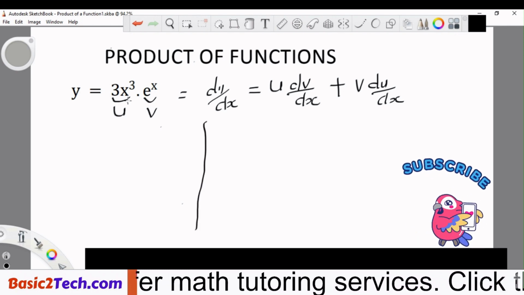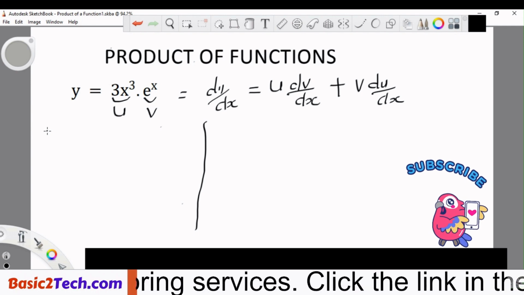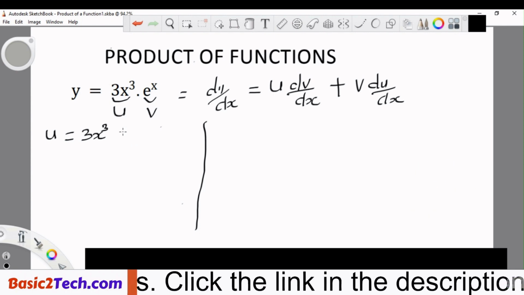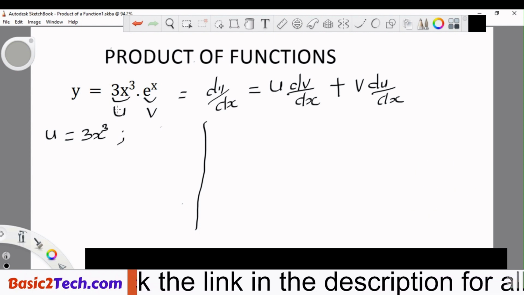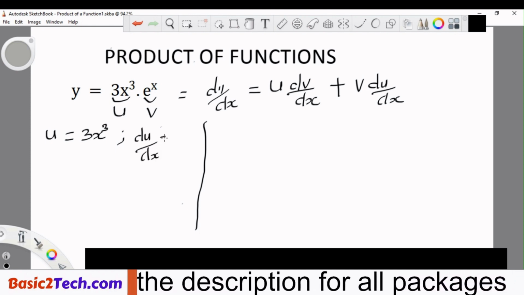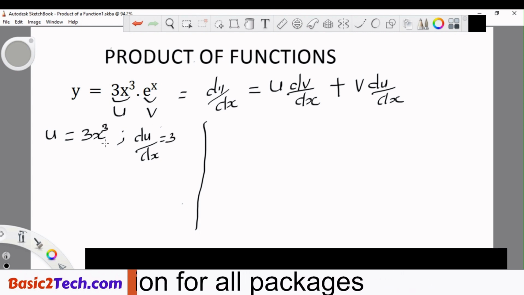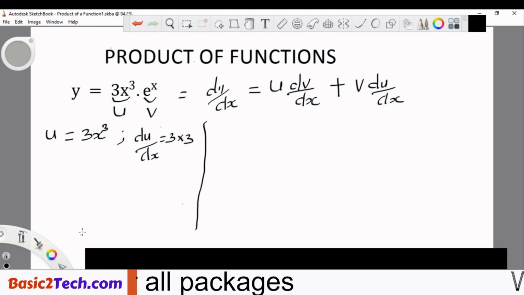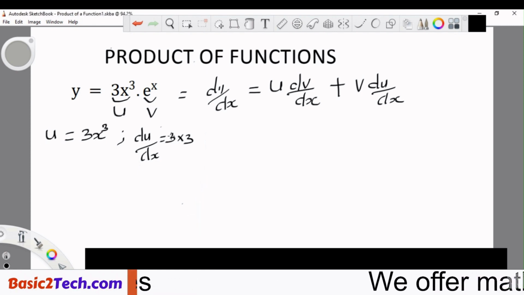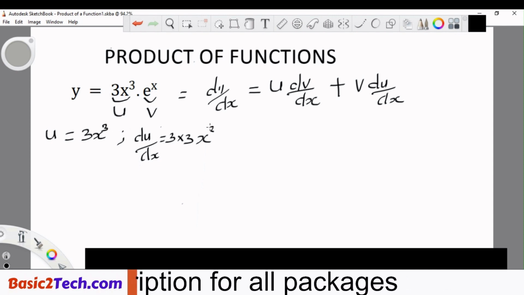So let's start with the first function. The first function is u, and u is equal to 3x cubed. And if we differentiate u, we have du dx will give us, remember, the power will multiply the function. So we have 3 times 3x, then we subtract 1 from the power, which is 3 minus 1.